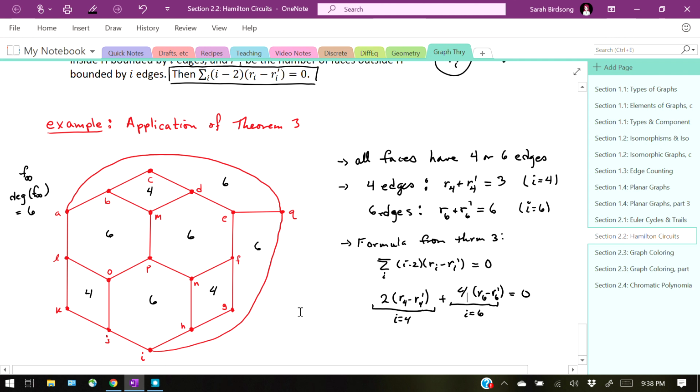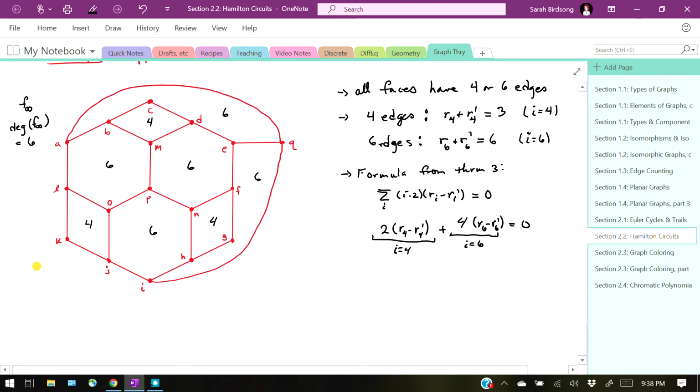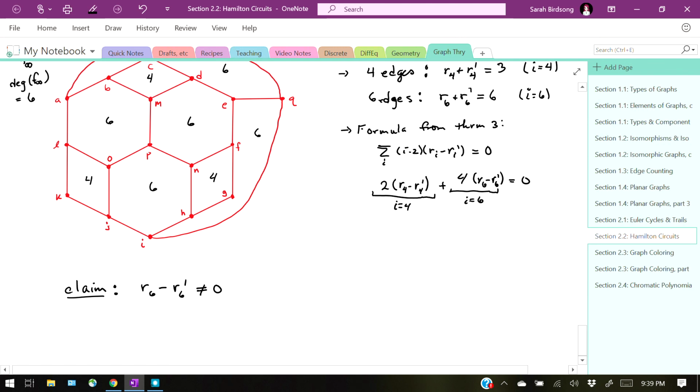Okay, now here's the claim. So we're now below the graph. Claim. I am going to claim the following. I'm going to claim that this difference on the R6s, so the faces of degree 6, the faces with 6 edges, I'm going to claim that that guy can't equal 0. Okay, so that's the claim. Now, why is that true? Well, let's check it out. If we actually had that difference equaling 0, what would happen?